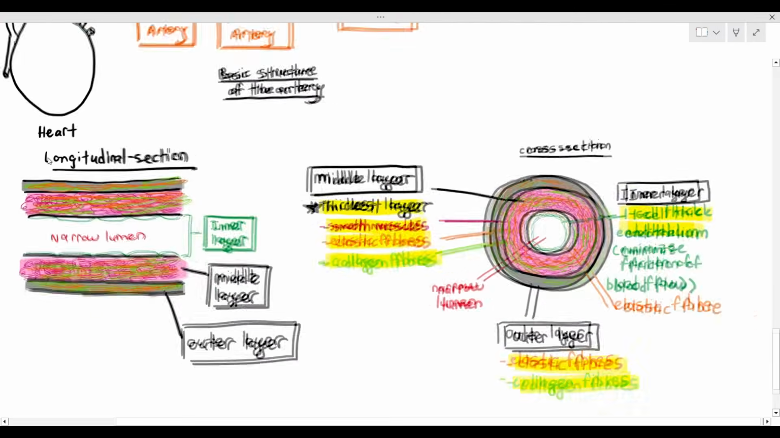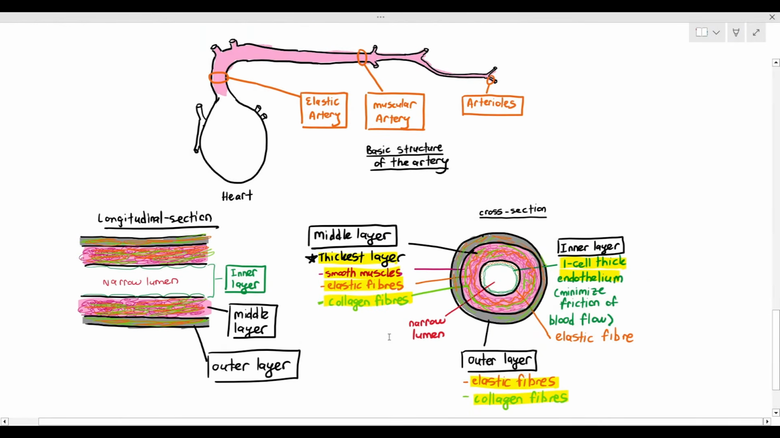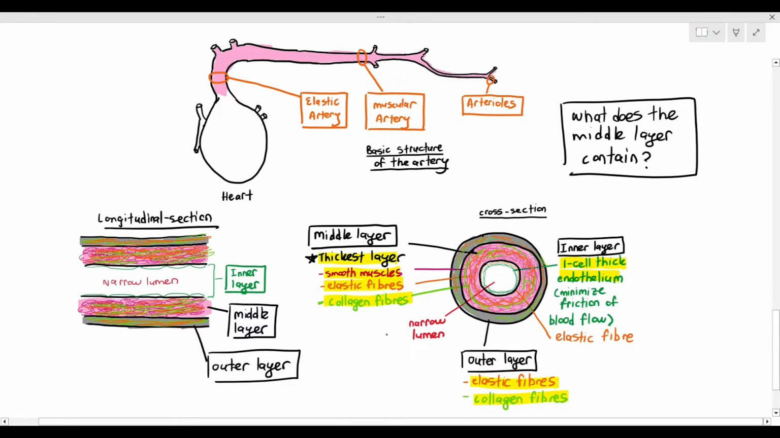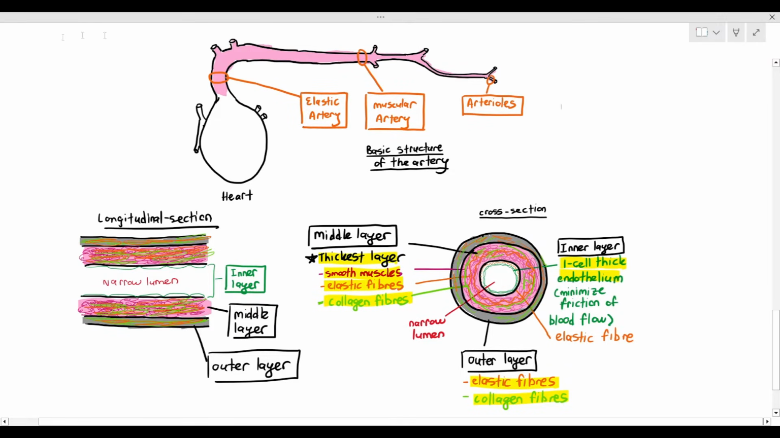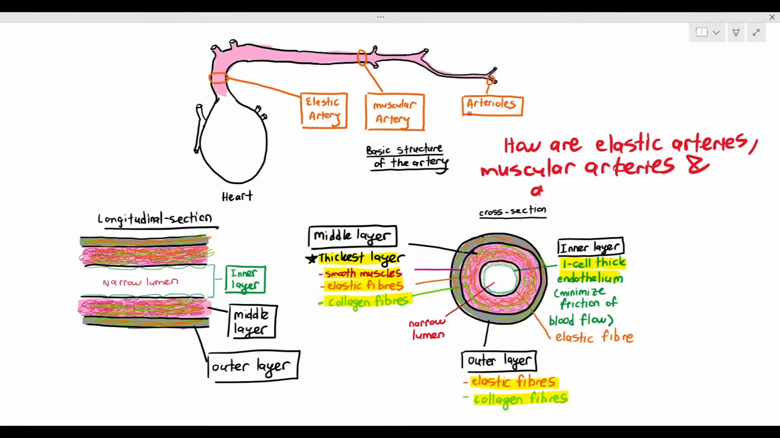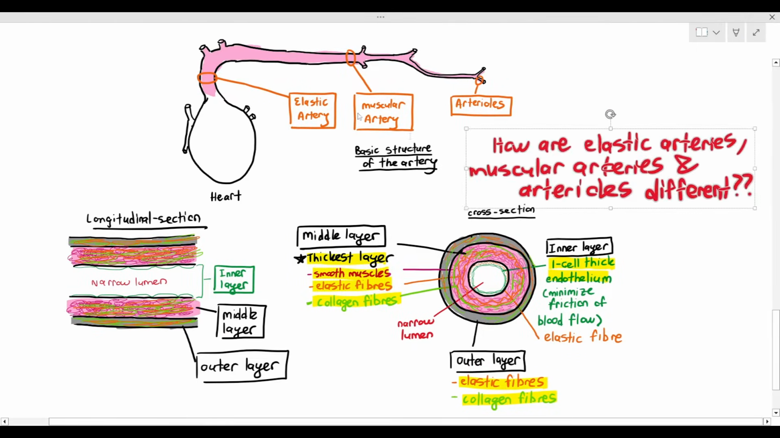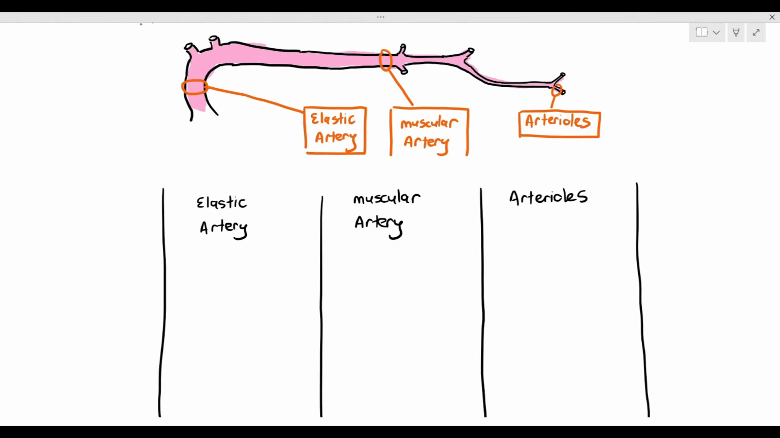If the elastic artery, muscular arteries, and arterioles all have the same type of inner layer, middle layer, and outer layer, then how do they differ? What makes them different? Why do they all have slightly different names? This is what we want to see in the next part. So we are going to create a table.